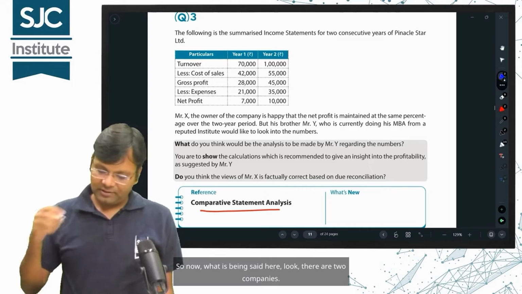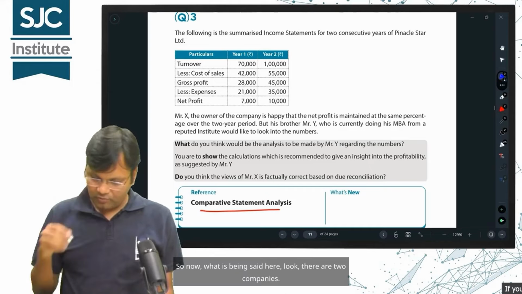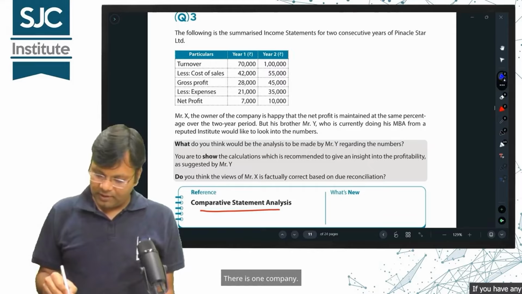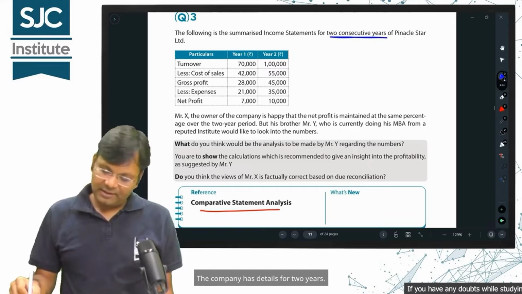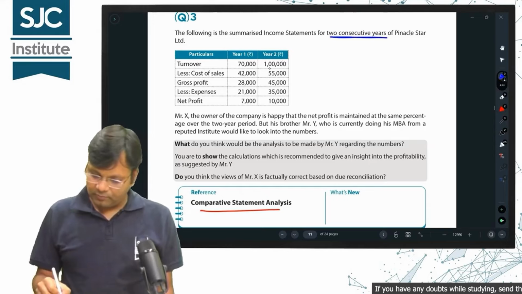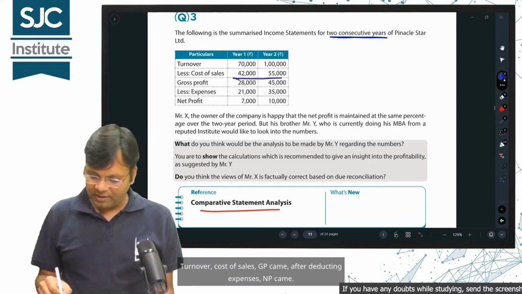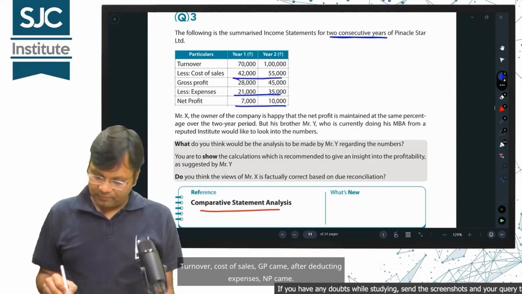So now, what is being said here? Look, there are 2 companies. There is one company. It has details for 2 years. Turnover, cost of sales, GP came. After deducting expenses, NP came.